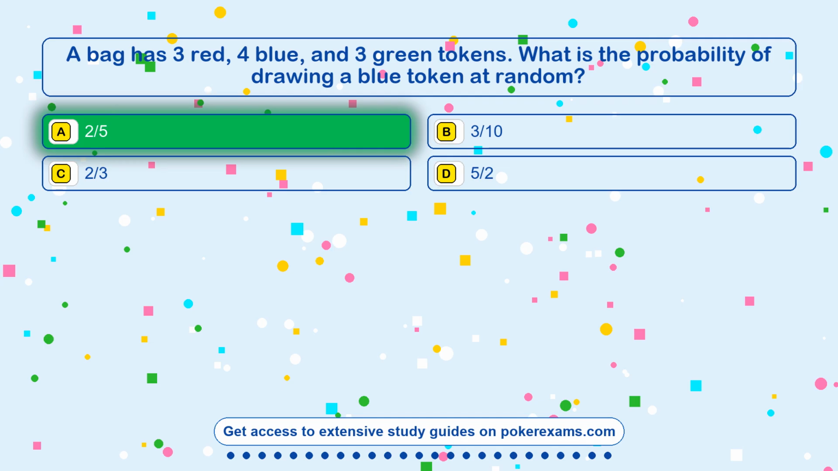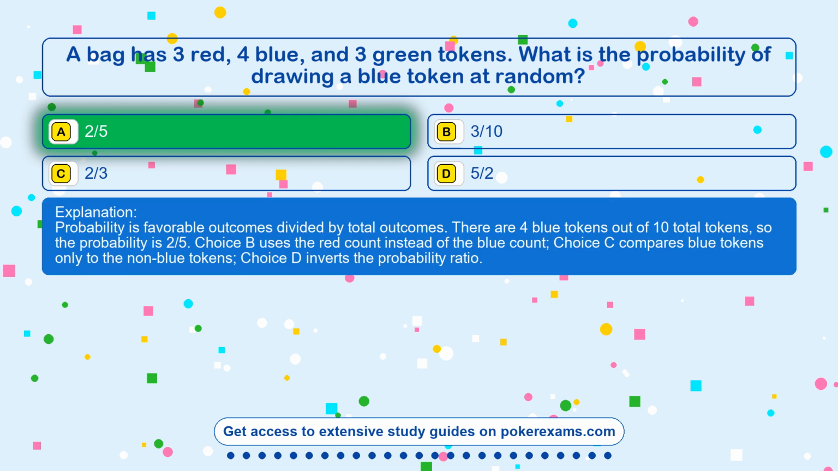The correct answer is option A. 2/5. Probability is favorable outcomes divided by total outcomes. There are 4 blue tokens out of 10 total tokens, so the probability is 2/5. Choice B uses the red count instead of the blue count. Choice C compares blue tokens only to the non-blue tokens. Choice D inverts the probability ratio.